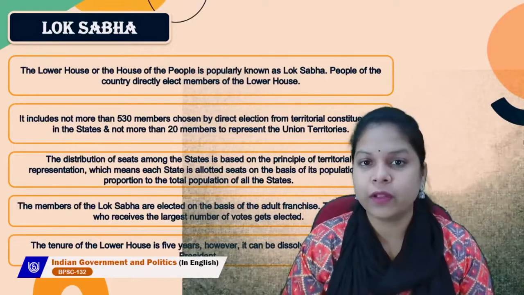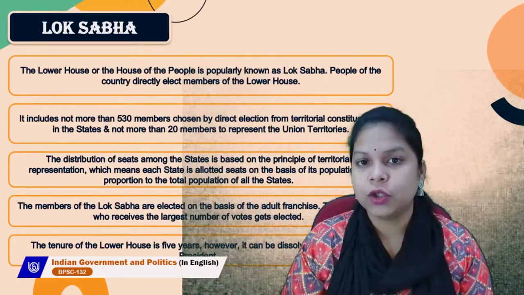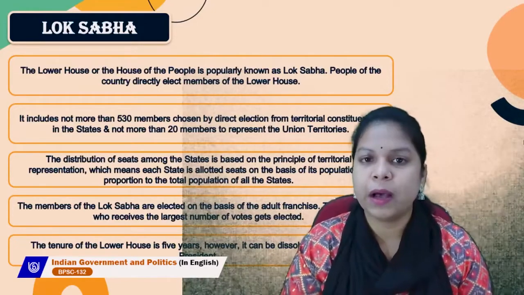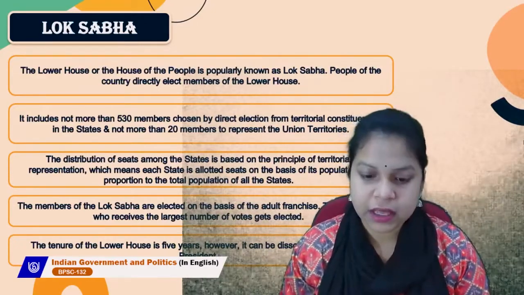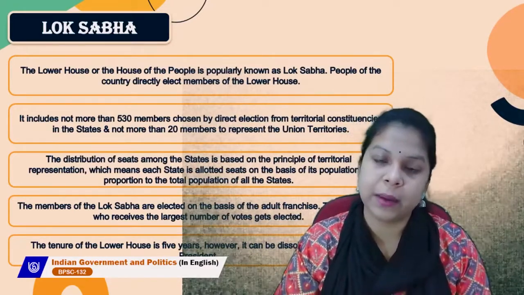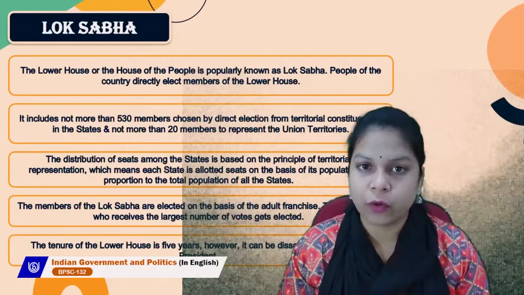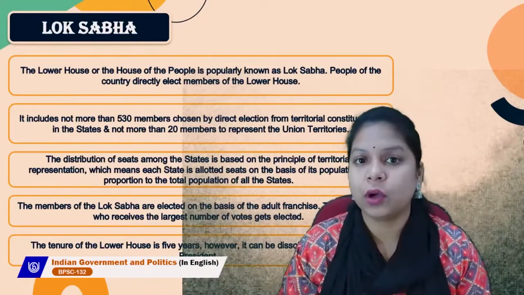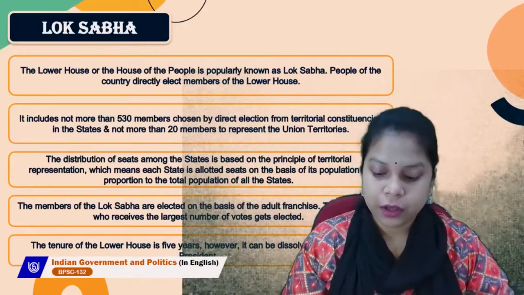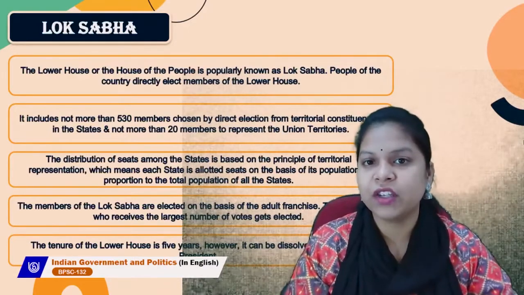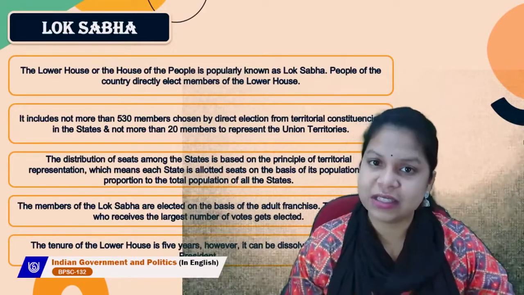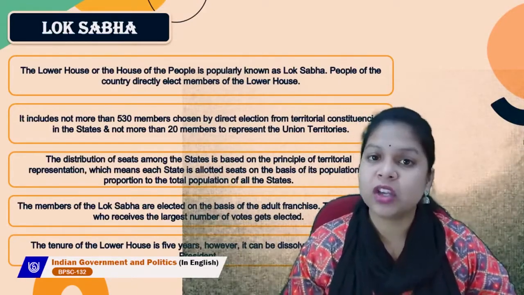The tenure of the Lok Sabha is 5 years. So once elected, the Lok Sabha will continue for 5 years. But also remember that it can be dissolved earlier by the president. If the president wants, he or she can dissolve the Lok Sabha before the completion of its tenure. So this doesn't make Lok Sabha a permanent chamber, whereas the Rajya Sabha is a permanent chamber which cannot be dissolved.